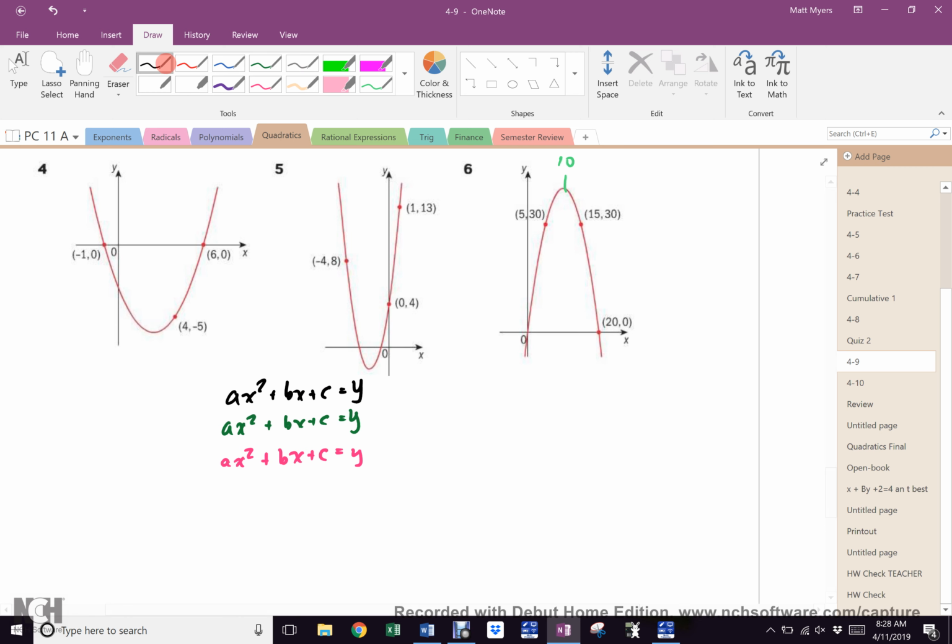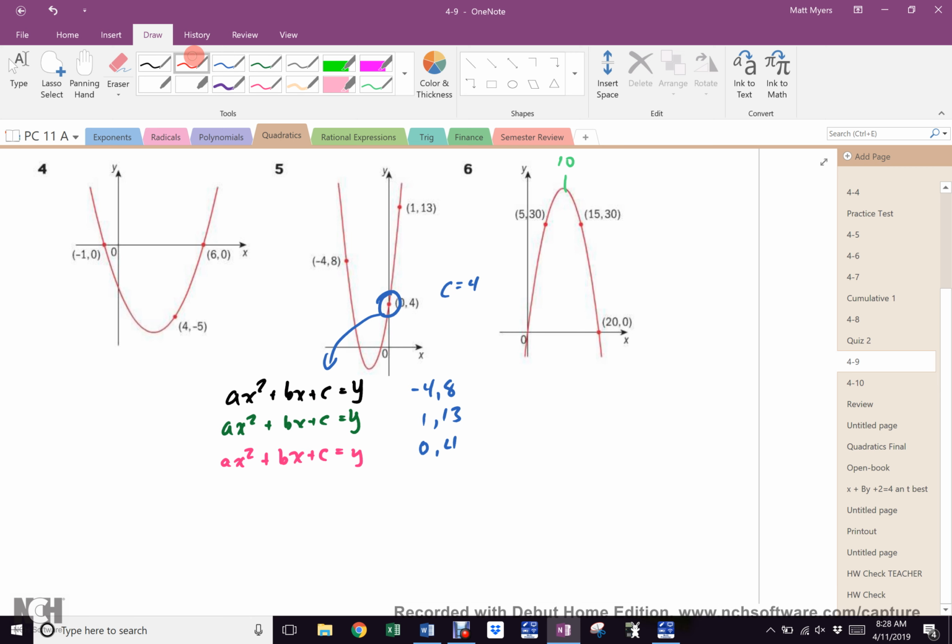Now, I have 3 points. I have negative 4, 8. I have 1, 13. I have 0, 4, right? But that is the special point. What is that point? That's the y-intercept. And in this form, what is the y-intercept? C. So what number is going in for all of those? 4. Everybody cool? So this is going right there because c equals 4.